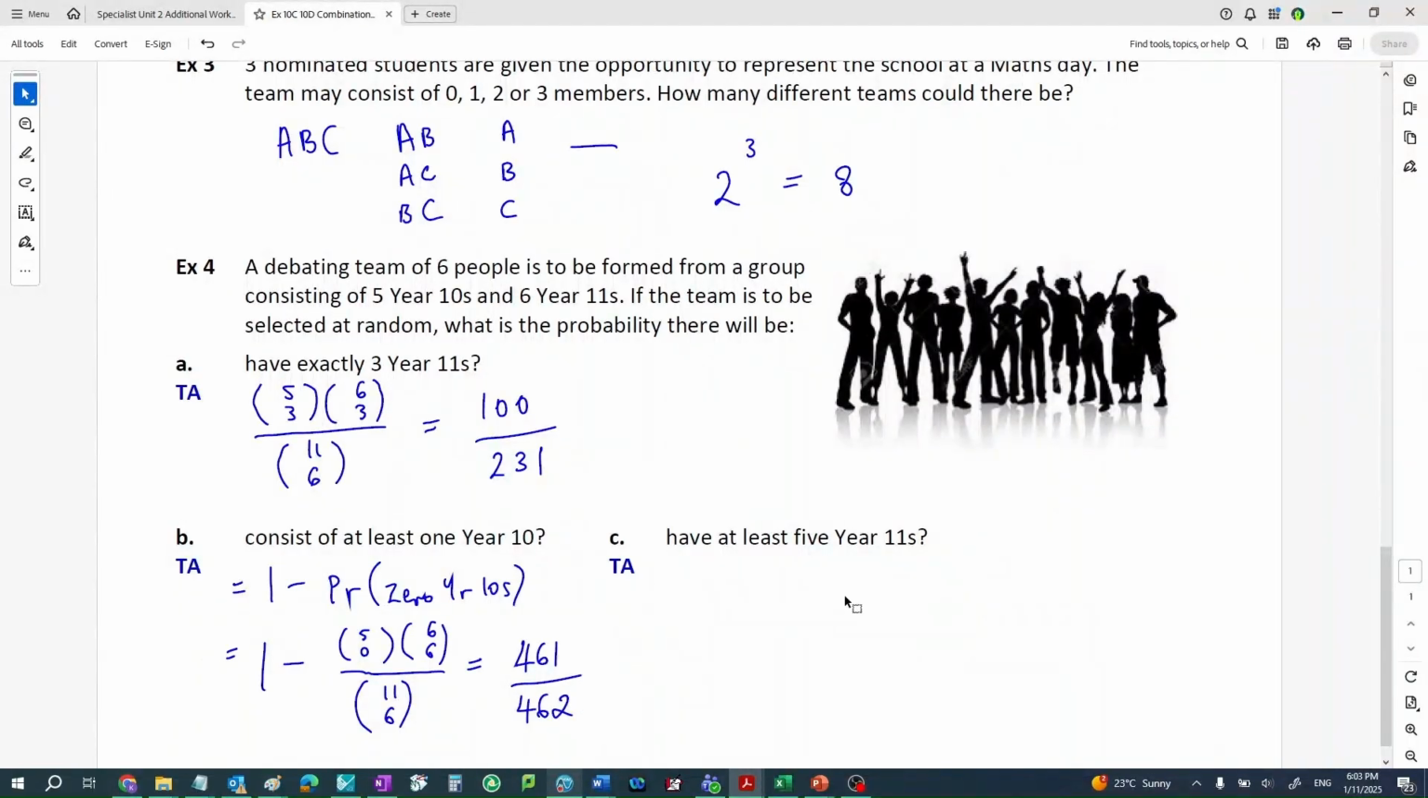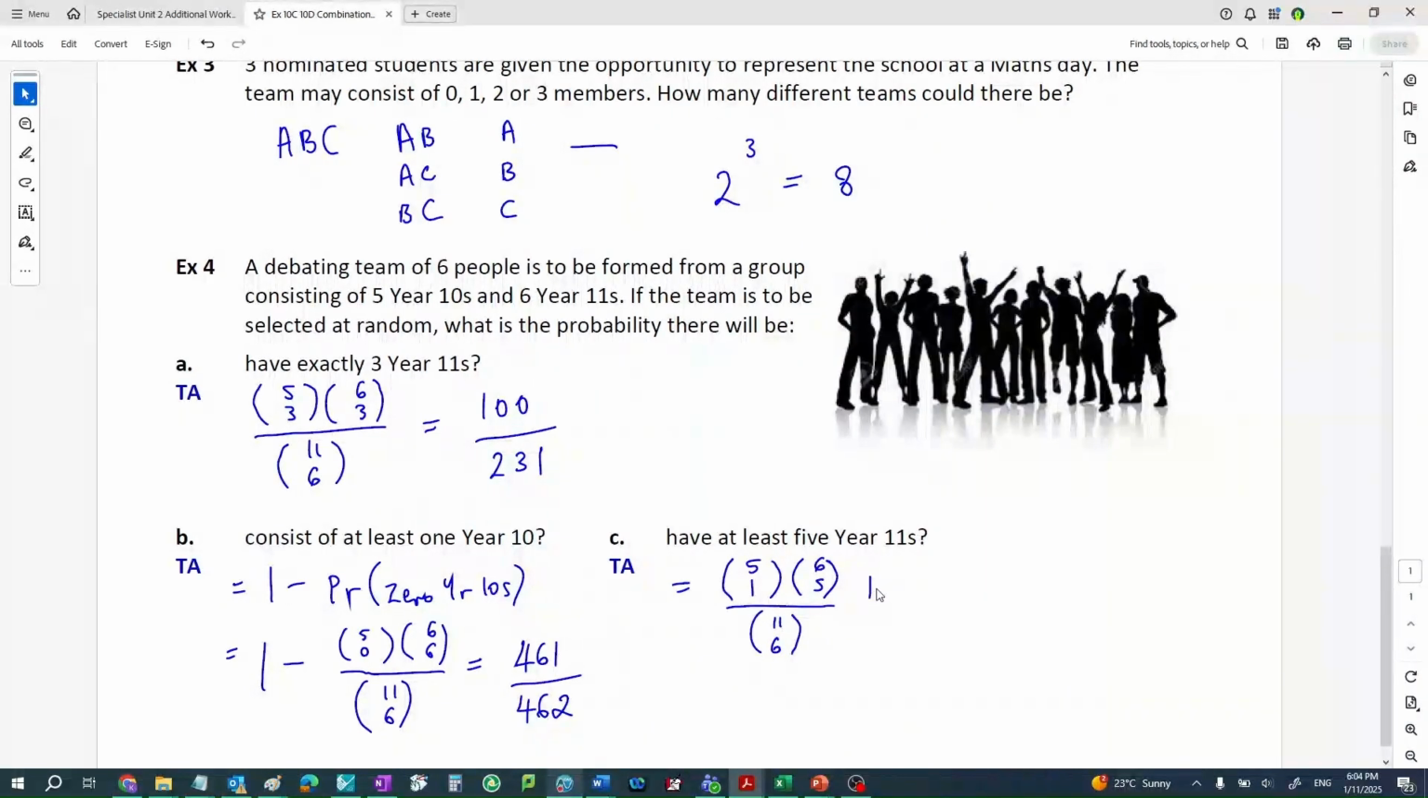Okay, and the last question, we can have at least 5 year 11s. So we've got 6 year 11s, so we can have either 5 or 6. There are 2 possibilities, and I just have to count them. So if I have 5 year 11s, that means that out of the year 10s, I'm going to choose 1 of them, and out of the 6 year 11s, I will choose 5 of them. And that's over 11 choose 6.